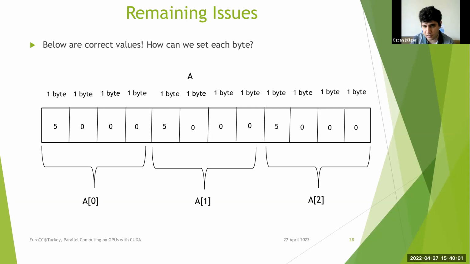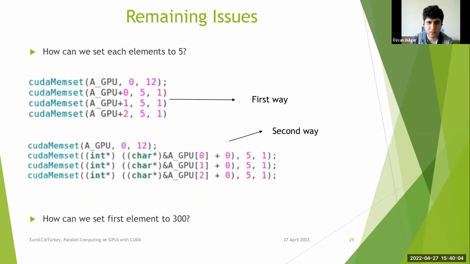By writing the code here. There are many ways, of course. I will show two of them. In the first way, at the beginning, we set 0 to all bytes, so all of the elements are 0. Then we can set 5 to the first byte of each element. Here we are accessing the first.